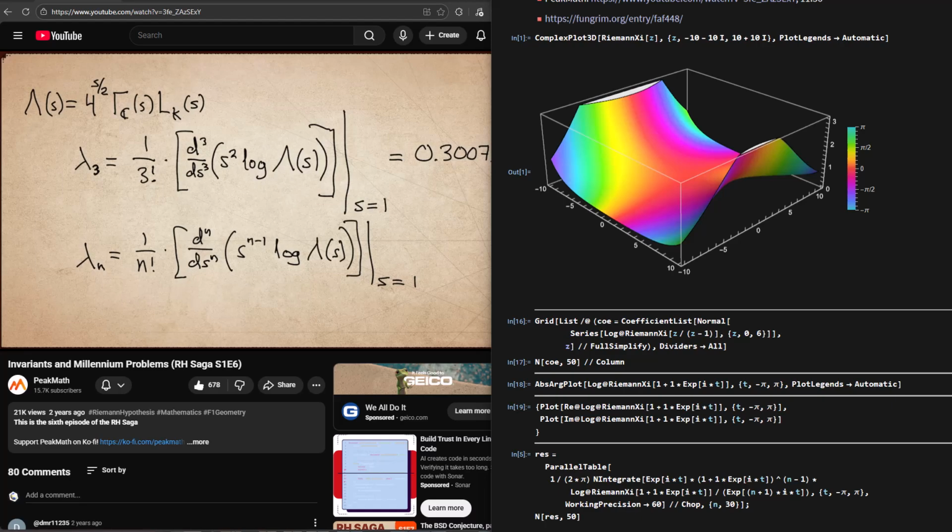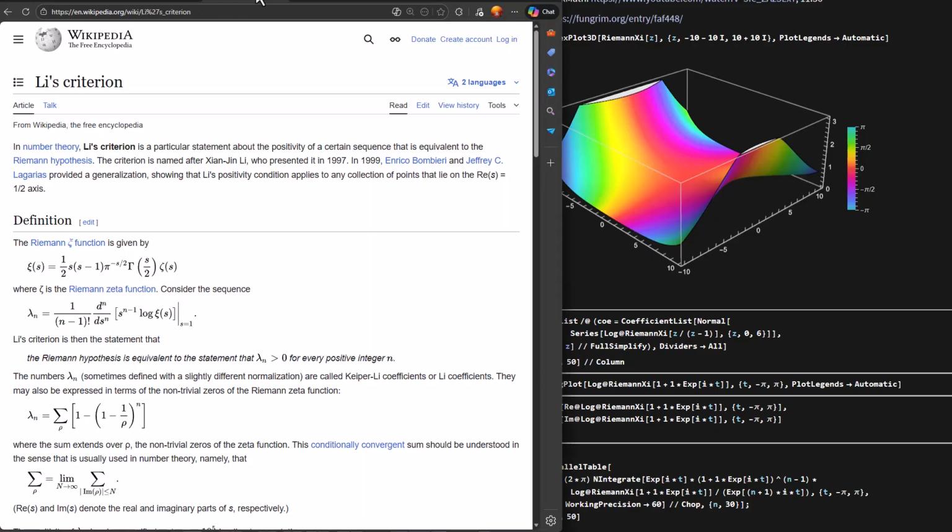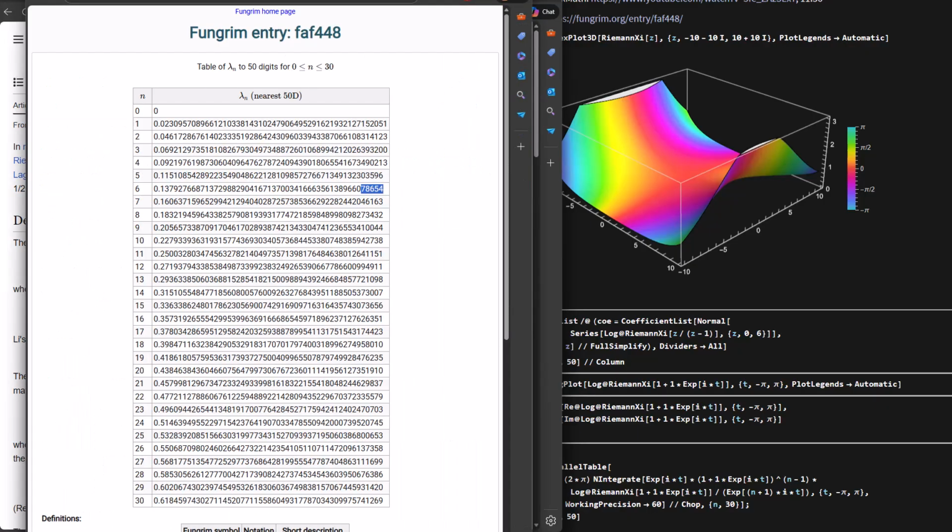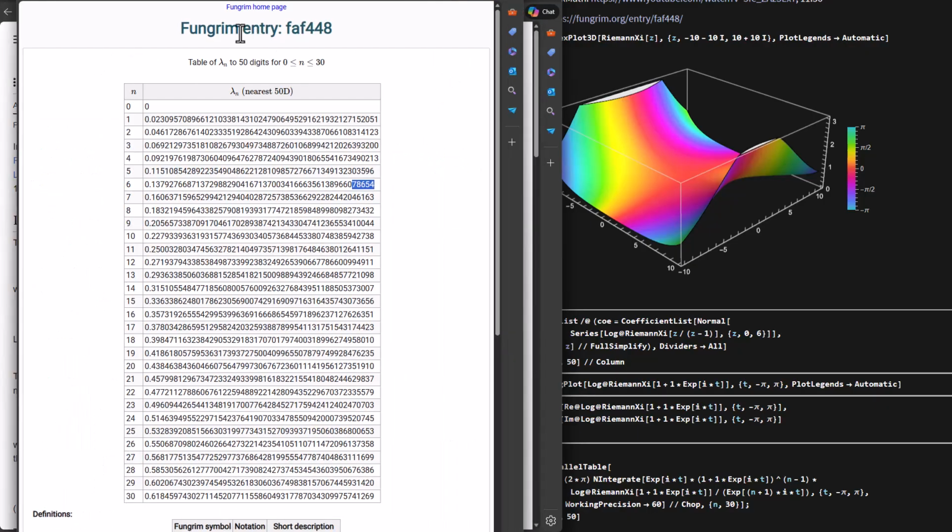Recently, I'm watching a very interesting chapter by PeakMath, and they have covered a deep connection between Riemann zeta functions, Riemann Xi functions, and something called coefficient of Keiper-Li from Li's criterion. This theorem is extremely deep, and it's equivalent to the Riemann hypothesis, and I'm not going to prove anything here. But they also mention a table that's curated by the Wolfram project.